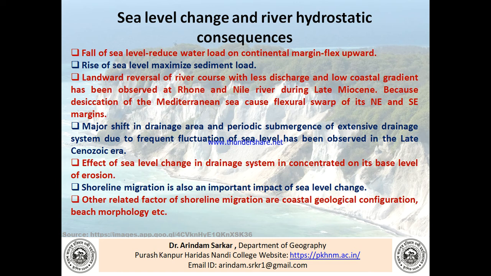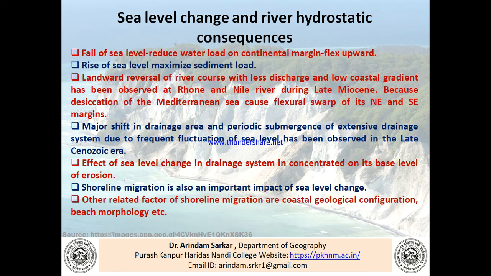during the late Miocene, because the dissection of the Mediterranean Sea caused flexural swap in its northeast and southeast margin. Major shift in drainage area and periodic submergence of extensive drainage system due to the frequent fluctuation of sea level has been observed in the late Cenozoic era. What is the effect? The effect of sea level change on the drainage system is concentrated on its base level of erosion.